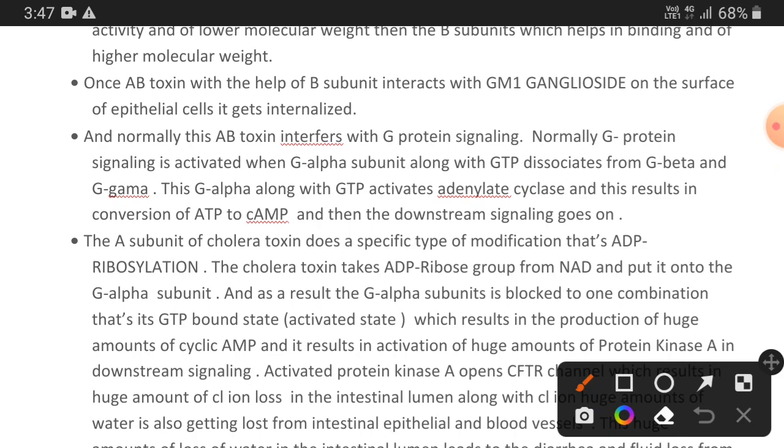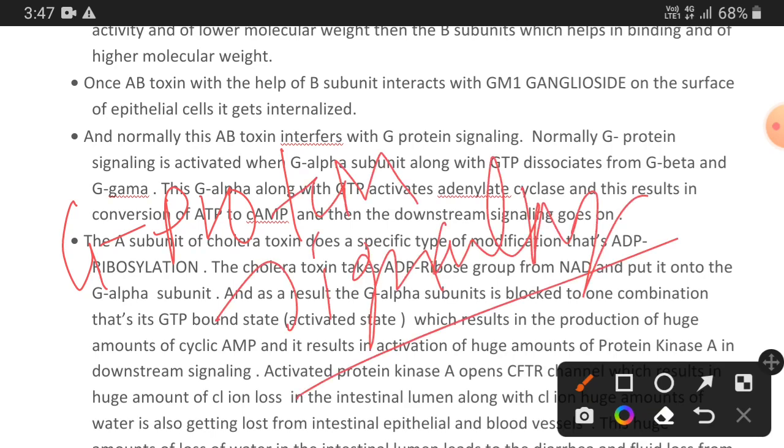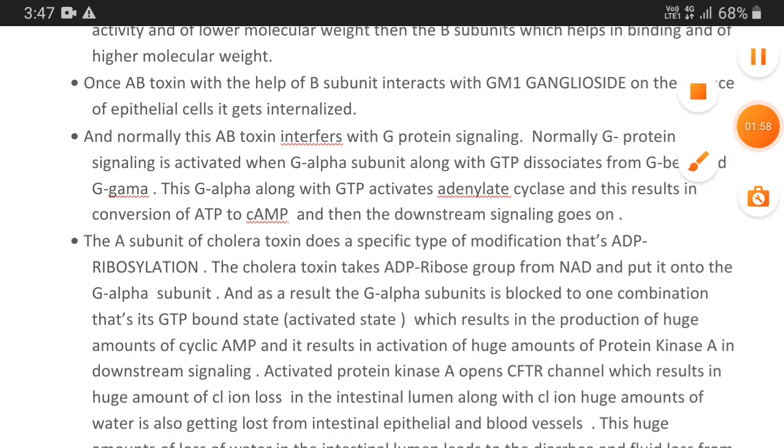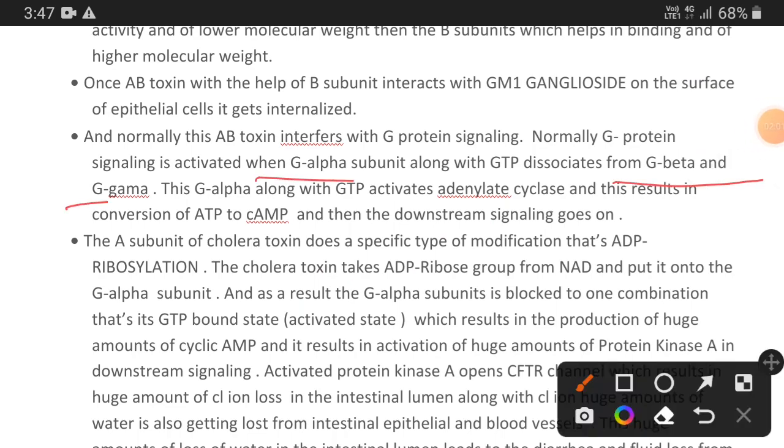But now let's discuss what is occurring in the normal case when Vibrio cholerae is not present in the human body. It is mainly known as G protein signaling. G protein usually activates when the G alpha subunit along with GTP dissociates from the G beta and G gamma. That means G beta and G gamma along with G alpha are together in a complex form, and from it G alpha along with GTP dissociates. The G alpha subunit along with that GTP activates adenylate cyclase, which helps in the conversion of cyclic AMP to ATP.